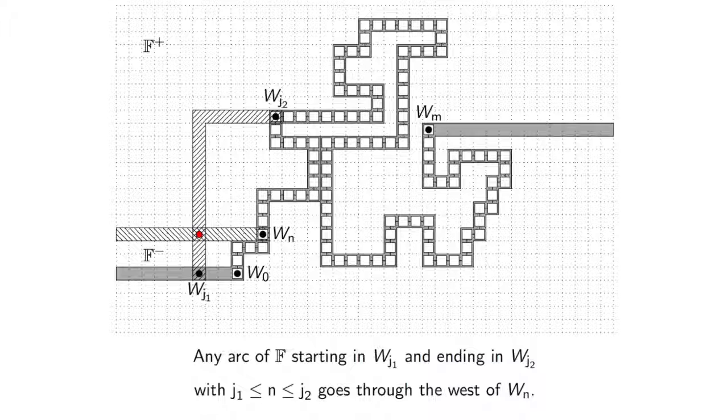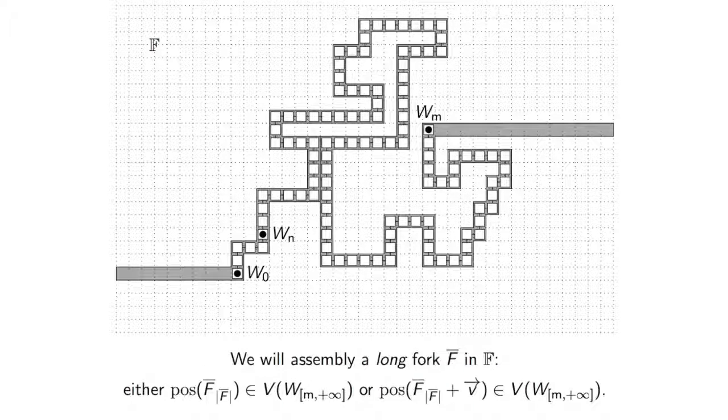In particular, consider two indices J1 and J2 and a path which starts in position Wj1 and ends in position Wj2. If index J1 is less than index n and if index J2 is more than index n, then the path intersects with the hatched ray. In this example, the intersection is denoted by a red dot.